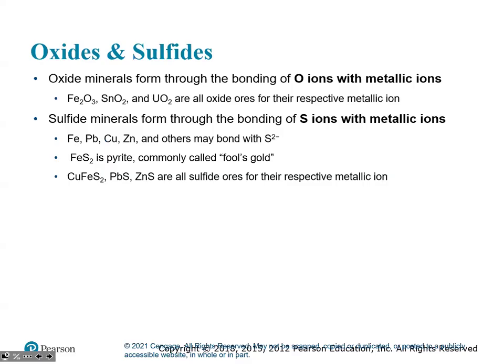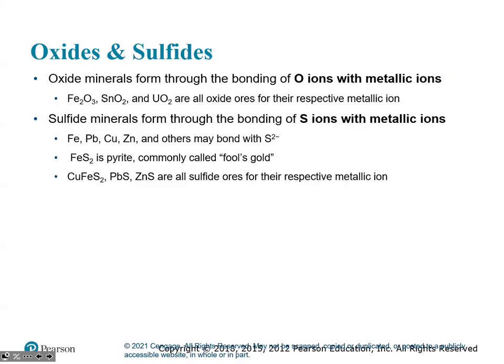Oxides. Oxide minerals form from the bonding of oxygen ions with metallic ions. So Fe2O3, so iron oxide, tin oxide, and uranium oxide are all oxide ores for their respective metallic ion. Sulfide minerals form from the bonding of sulfur with various metallic ions.